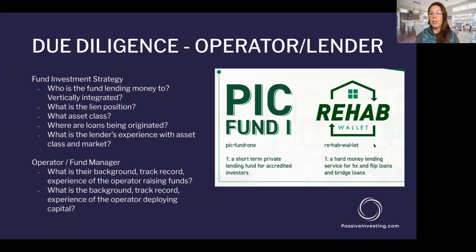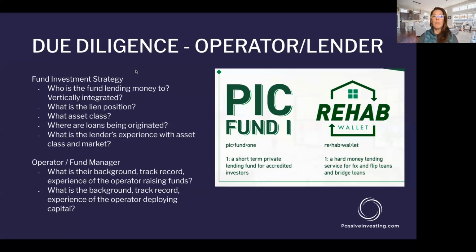And I just put a little quick picture here to help on how our debt fund structure works, so you understand the relationship. If you're in our PIC Debt Fund 1, that's the aggregation of investor capital. Rehab Wallet is the lending arm that actually writes the notes. And that's going to be really important here in a minute as we move through our due diligence questions.